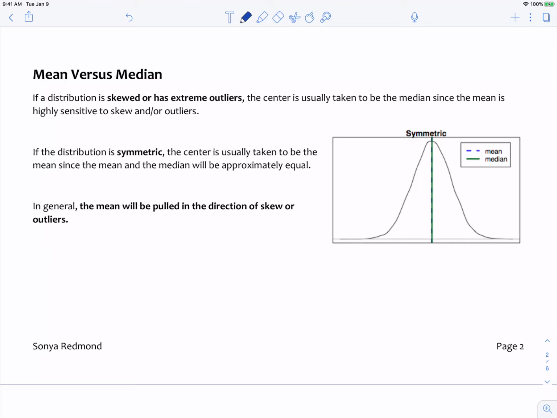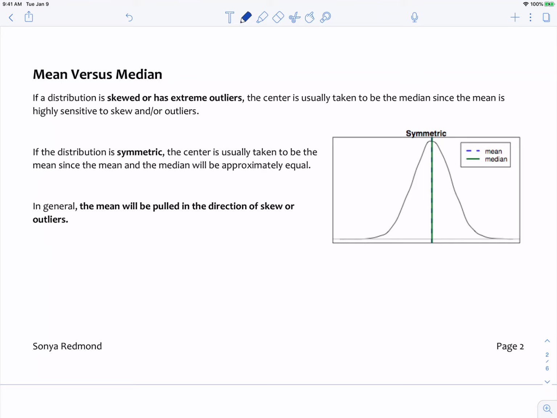Okay, and this is true whether you have unimodal and symmetric like the picture shown, or you could have bimodal and symmetric, and that would still make the mean and the median approximately equal to one another. And so in general, the mean is going to get pulled in the direction of skew or outliers. This gives us some valuable information in determining what the picture of the distribution is going to look like just based off of the numbers for our mean and median, and vice versa.